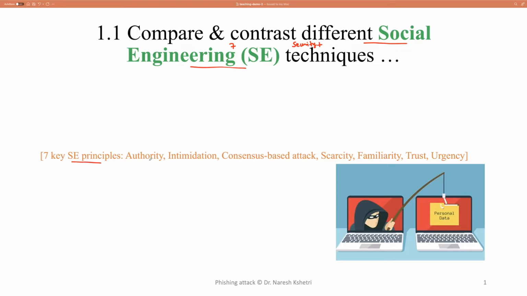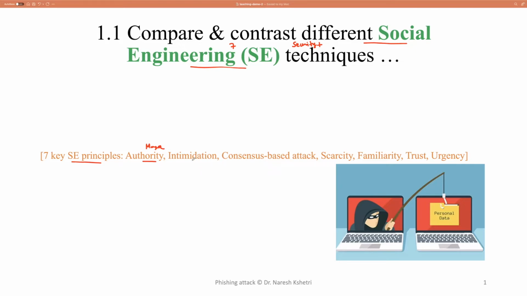So the first one is authority. The hacker tries to make people obey someone who is in charge, say your manager, or an email from the boss, or some people who claim to be a government official or a person with the highest authority. And the second type is intimidation.